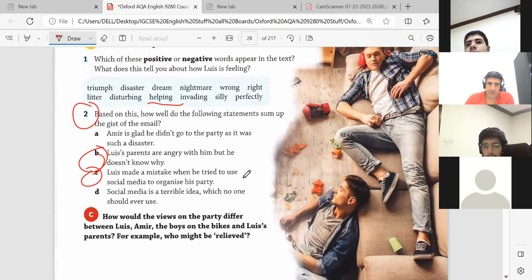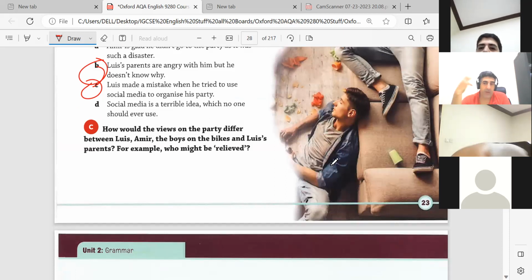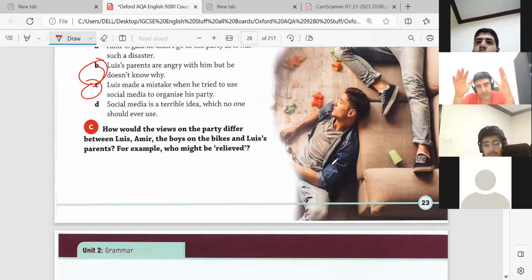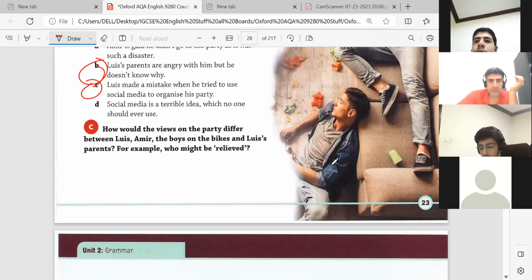Okay. Now I think we need to focus on the views of each one. We have the main characters. Imagine this story. What are the main characters in this story? Amir, Luis, Luis's parents, right? And the hundreds of unknown people. I need you to say how the views on the party differ between Luis, Amir, the boys on the bikes, and Luis's parents.